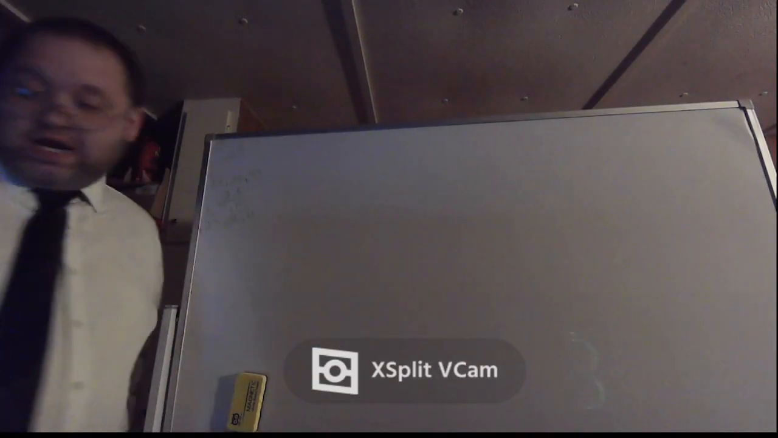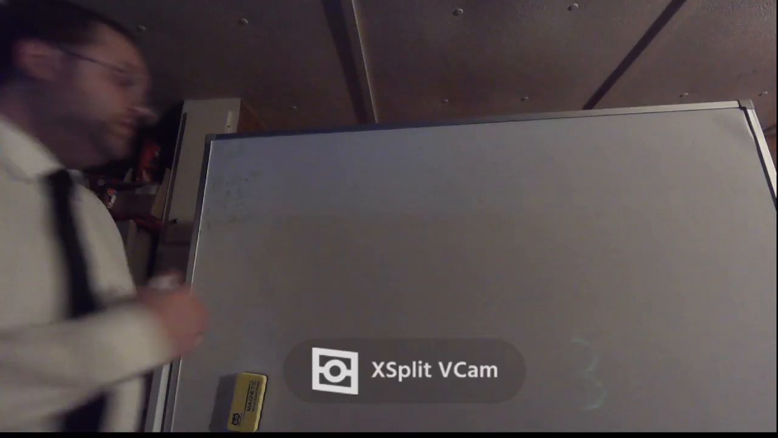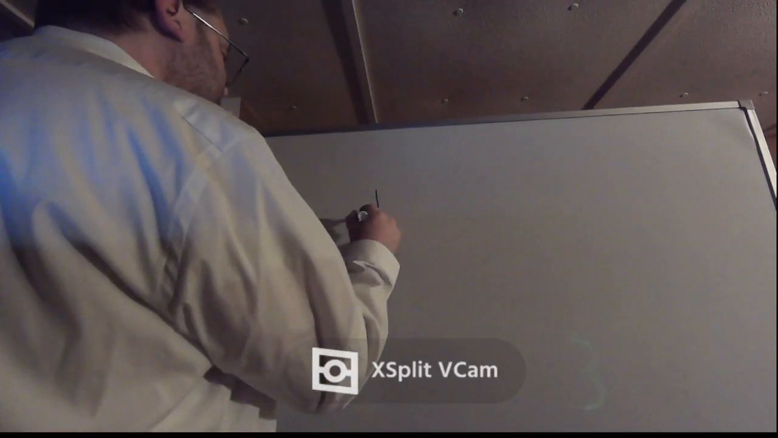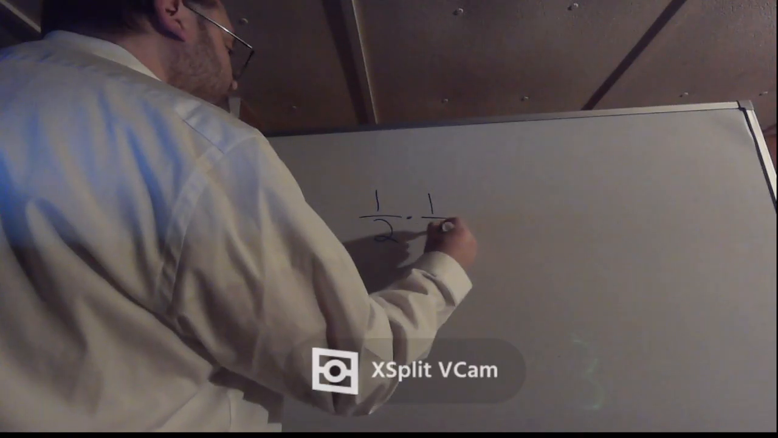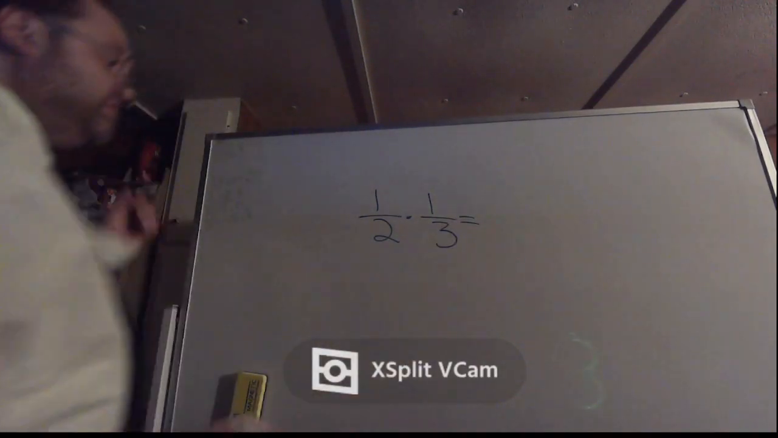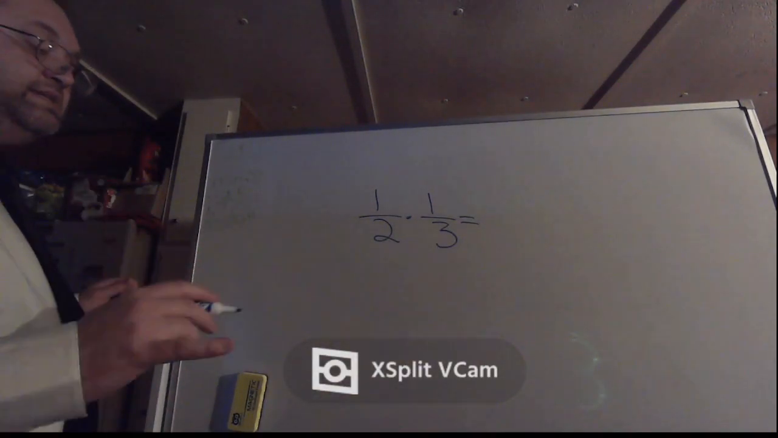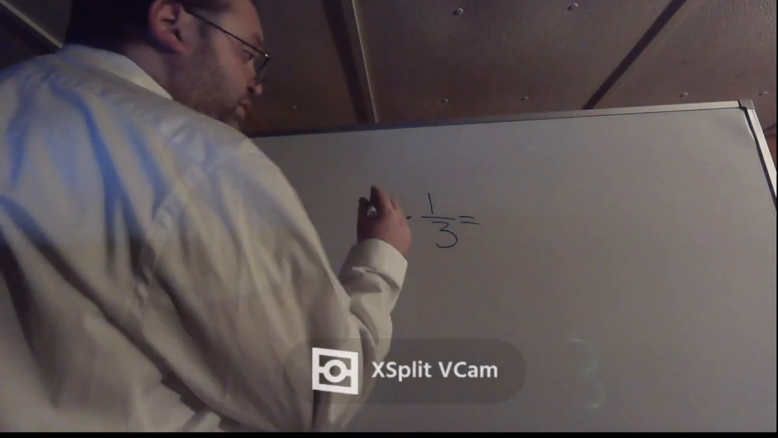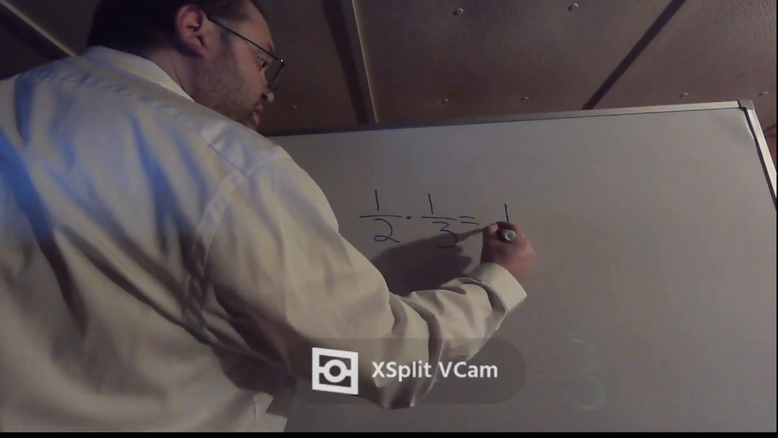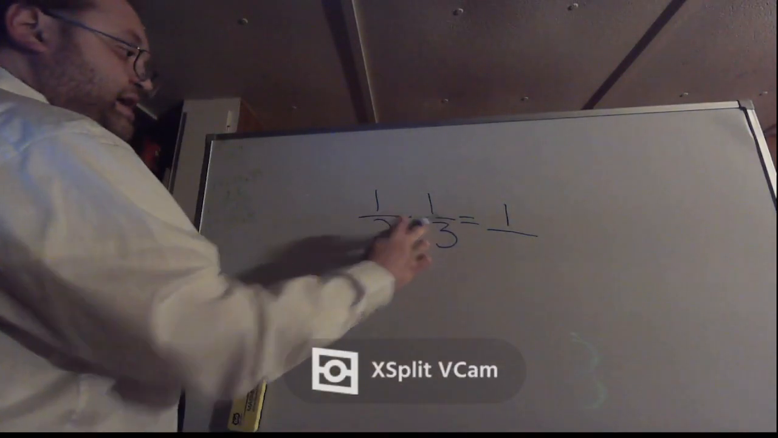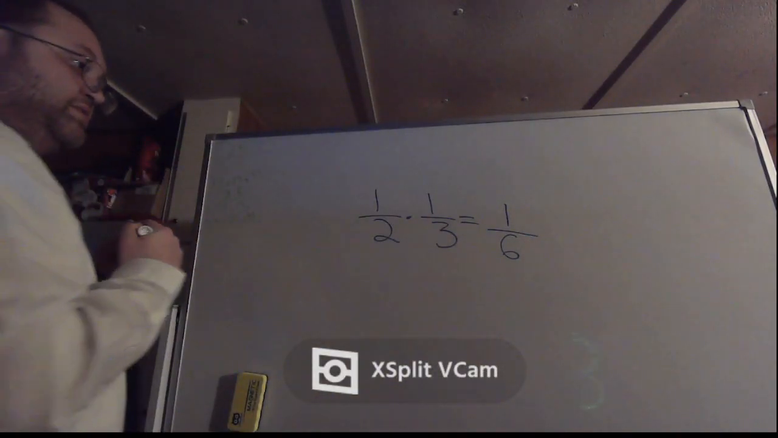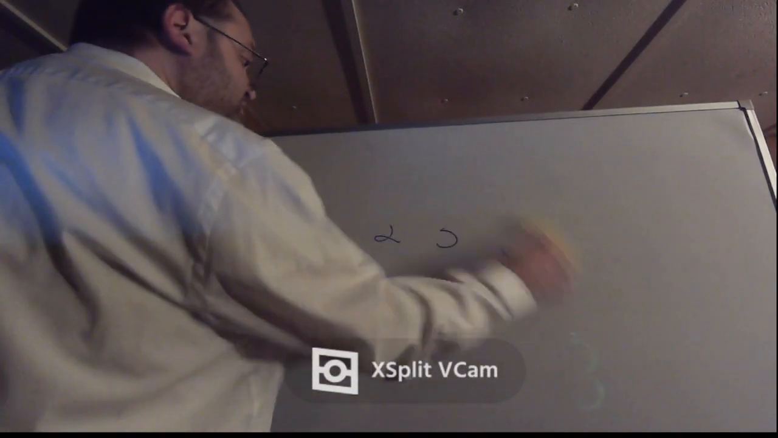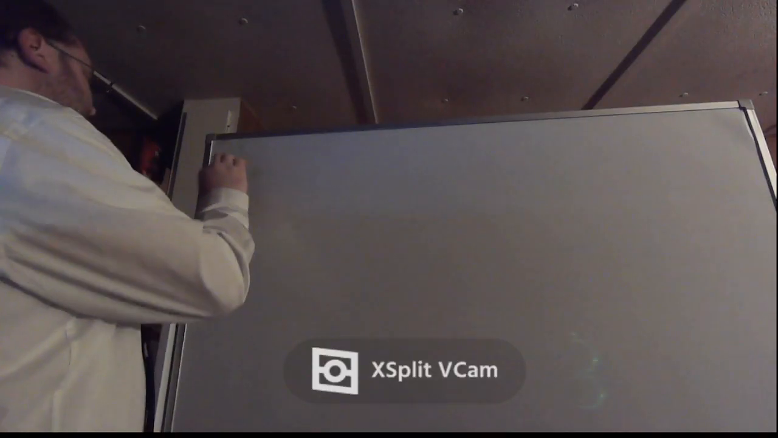Alright, what do we got here? Good one. Alright. Let's say you have a fraction like 1/2 times 1/3. So again, it's going to be easy. You multiply the numerators. 1 times 1 is 1. Then you multiply the denominators. 2 times 3 is 6. So your answer is going to be 1/6. So far, piece of cake, right?